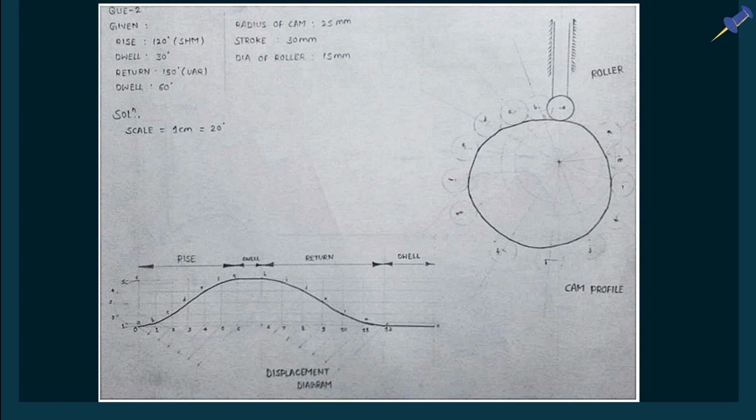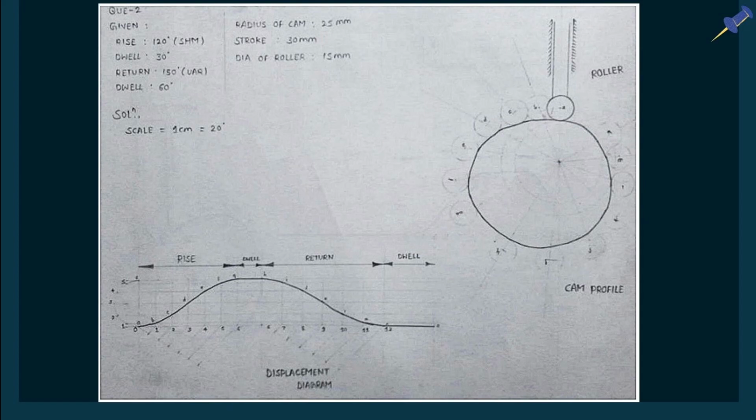Then mark those divisions on the prime circle and extend all the divided lines. Then measure the distance from 0 to A, 1 to B, 3 to C, 4 to D of the outstroke, and similarly the distances from 6 to H, 7 to I, 8 to J of the return stroke, and mark those distances on the divided lines of that angle, and then draw the roller at all those positions.